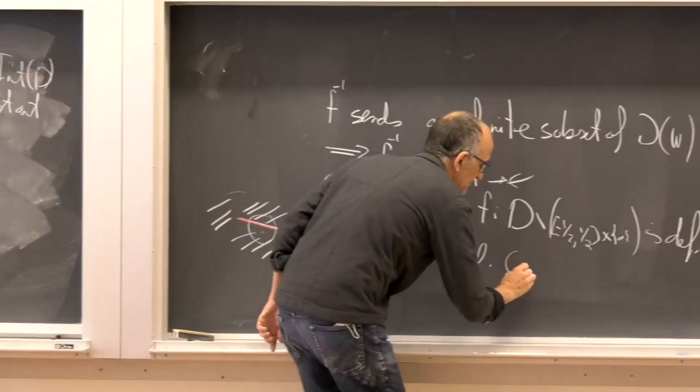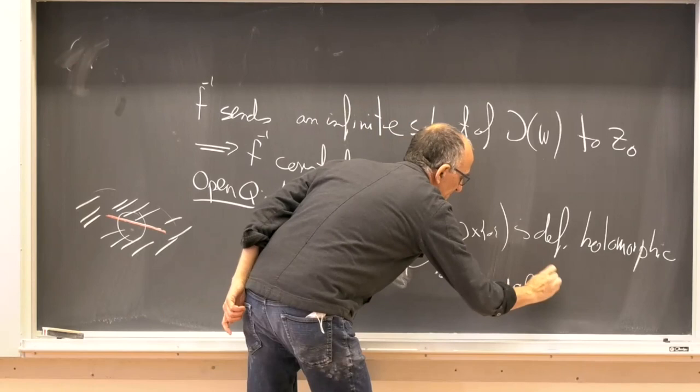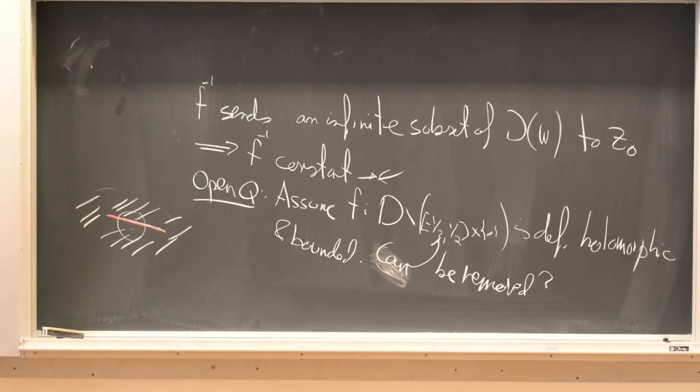Is F differentiable, right? So can this be removed? I mean, does it have a limit necessarily? Should it be the same limit? If we knew that it had the same limit, then it would have a continuous extension, and then it will be K differentiable by what we showed before. But I don't know. I don't know the answer to that.